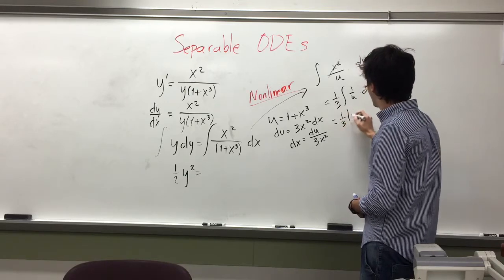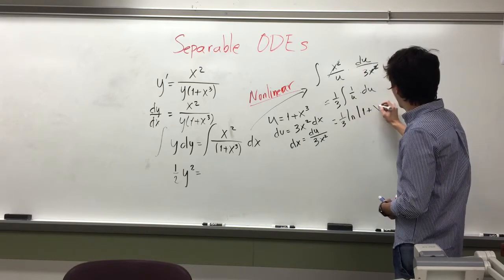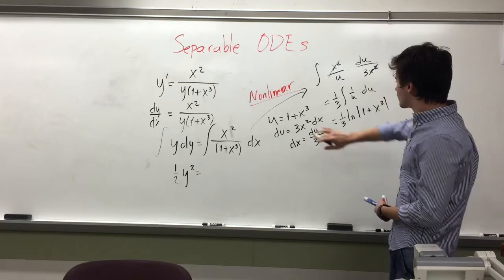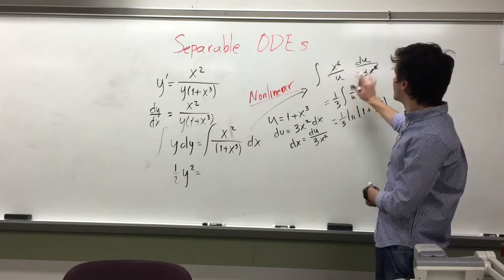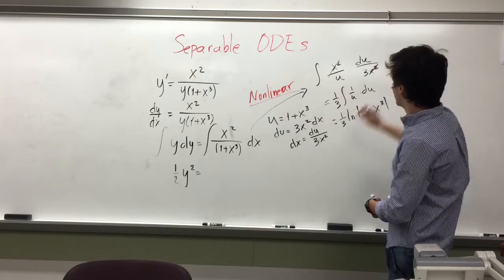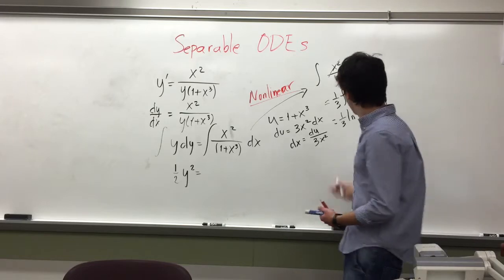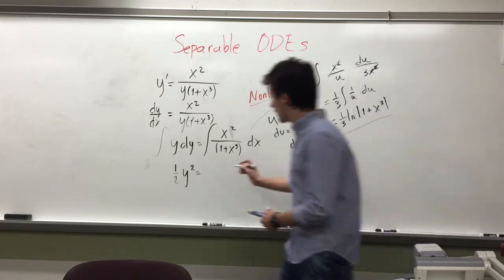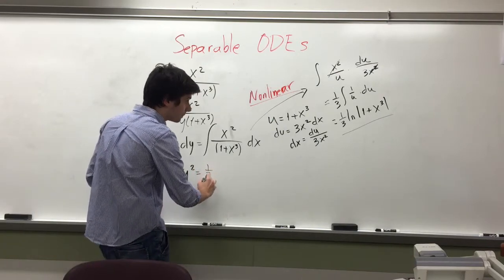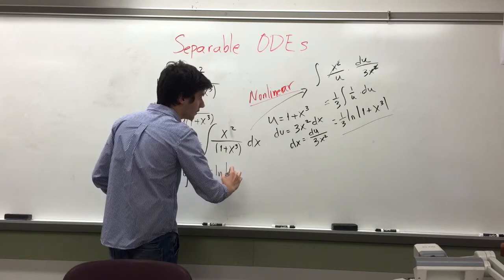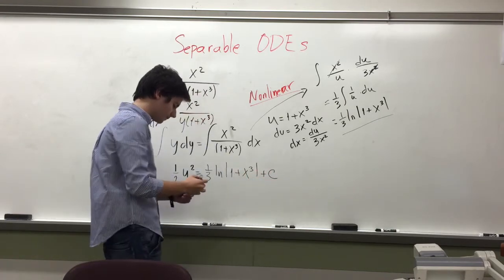So it's going to be 1/3 ln of the absolute value of 1 plus x cubed. And sorry if this side work is pretty sloppy. I don't like to go writing on the board like this, but it's good for now. It's just side work. So we're going to have 1/2 y squared is equal to 1/3 ln of the absolute value of 1 plus x cubed plus a constant c.